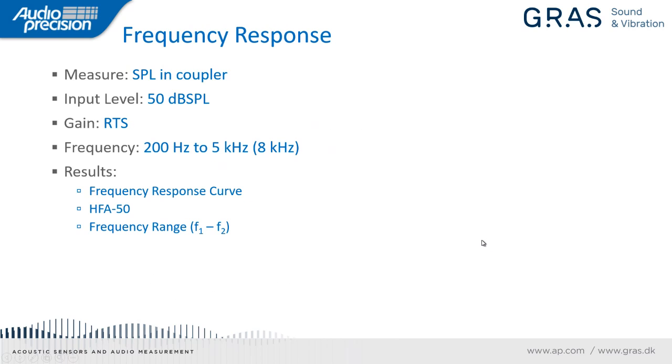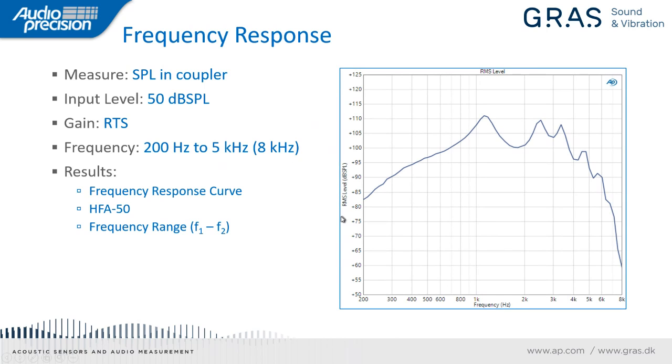The frequency response is an important measurement. So in this case, again, we're measuring the SPL in the coupler. The input level is 50 dB/SPL. The gain of the hearing aid is at the reference test setting, or reference test gain. The same frequency range is covered. And the results here, the main one, of course, is the frequency response curve. Then we have the HFA 50, the high frequency average. And from this, we compute the frequency range of the hearing aid.